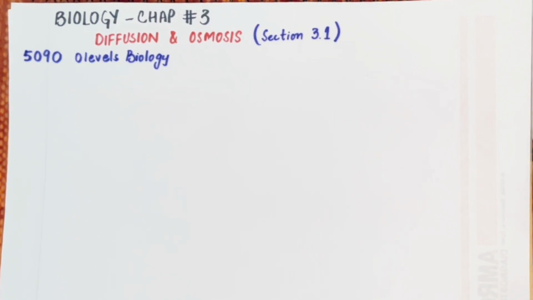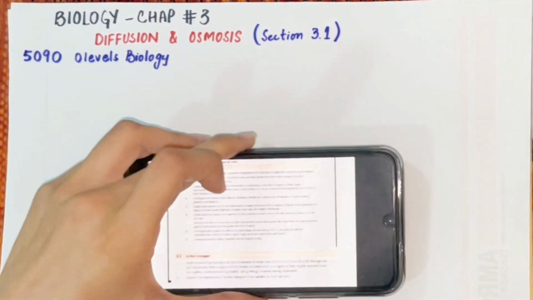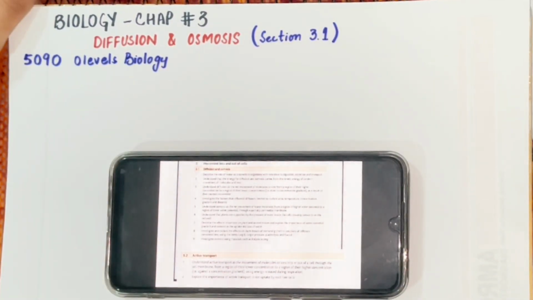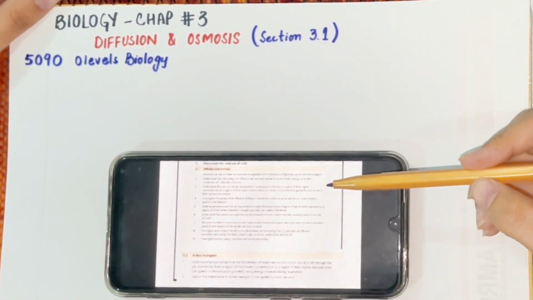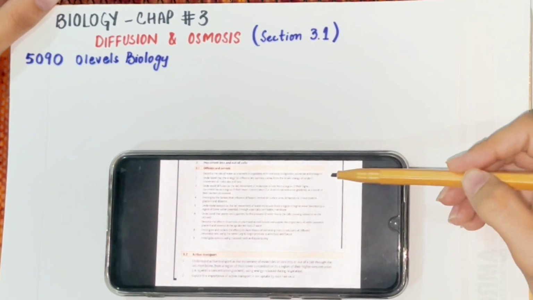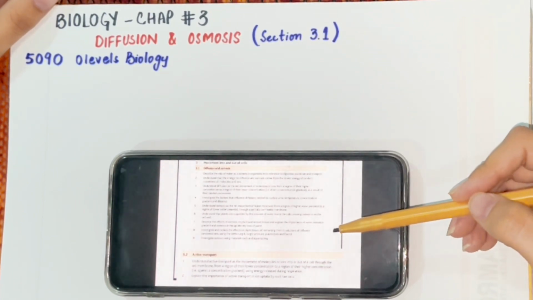I usually suggest in every video that the students must have their hard copy or a soft copy of the syllabus. So there are a total of 6 to 9 pointers for diffusion and osmosis. There is chapter number 3, movement into and out of the cell.